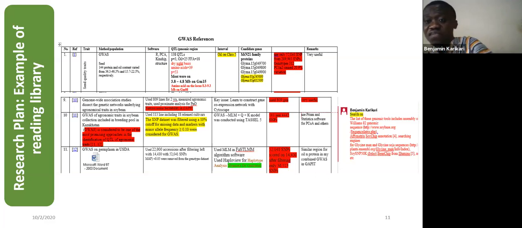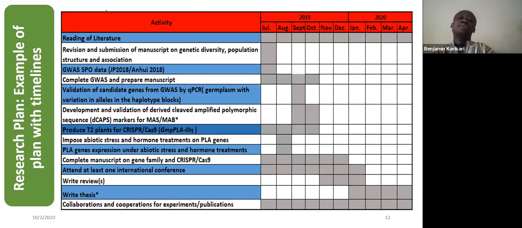Just as you can see from the extreme right, I have written some of the things that I need to learn from this paper. So the list of these genomic tools includes assembly tools. So all this guides me on what I have to do after reading this paper. This is a classical example of a timeline with activities.